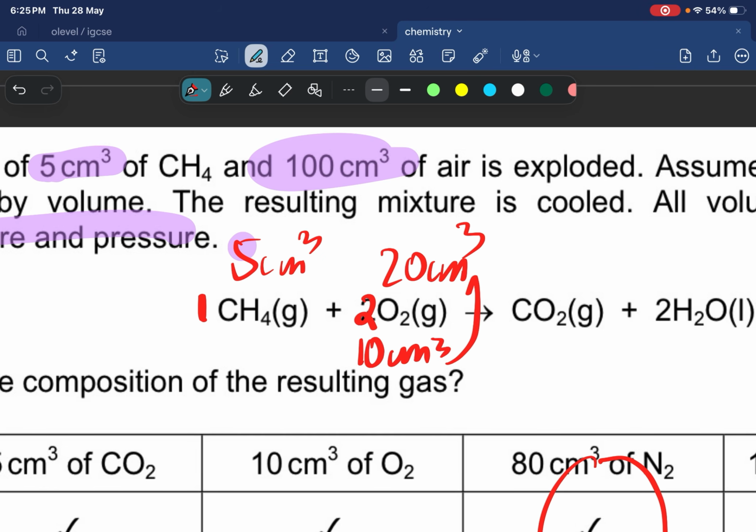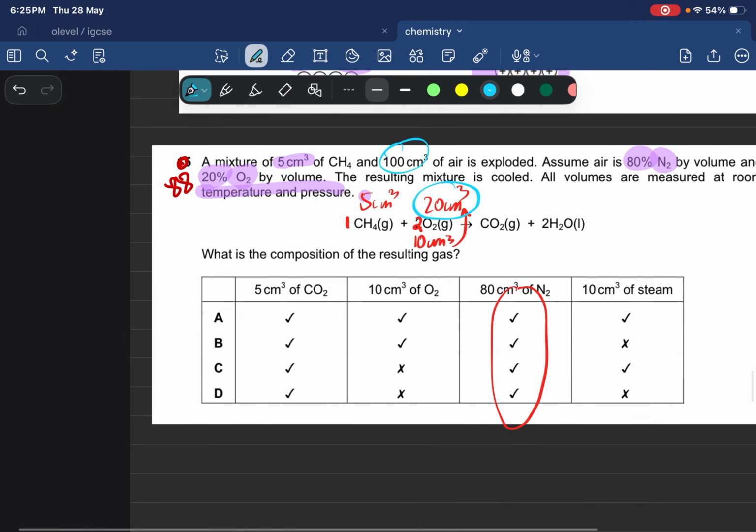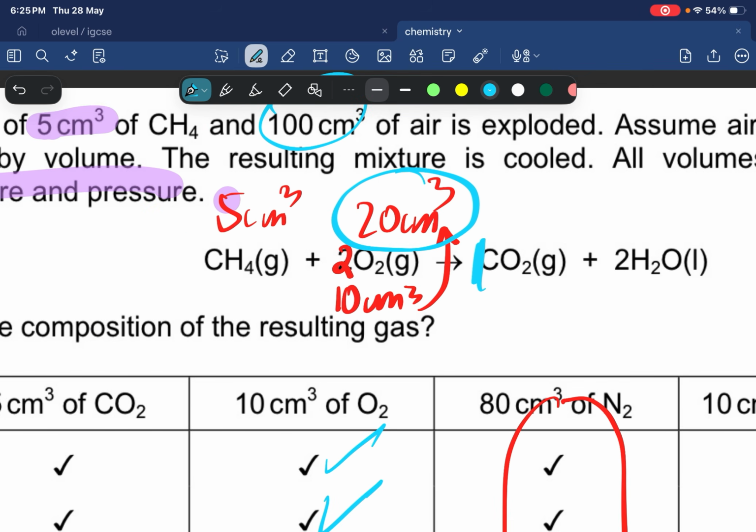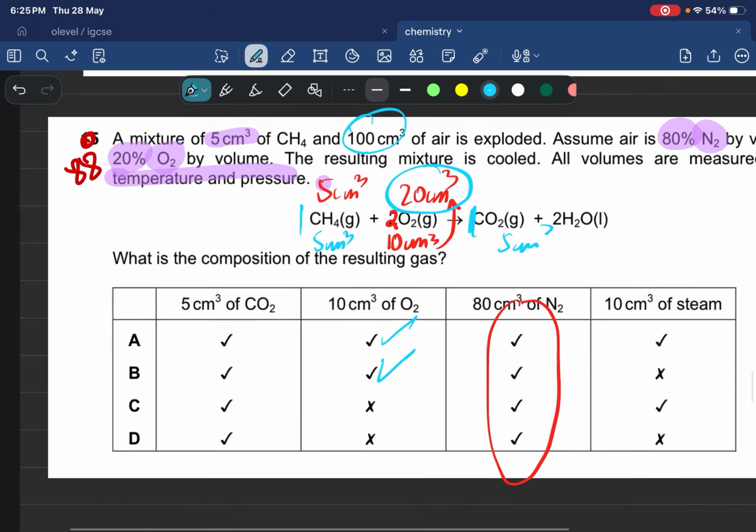So how much is going to be left out of 20? Because you have 100 cm³ of air, and in 100 cm³ of air you have 20 cm³ of O2. And since you have 20 cm³ of O2, out of the 20 you only use 10, so 10 is left. So 10 cm³ of O2, 5 cm³ of carbon dioxide. Since this is 1:1, if you're using 5 cm³ of this, you're going to form 5 cm³ of this as well.